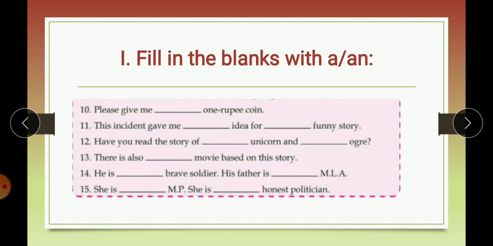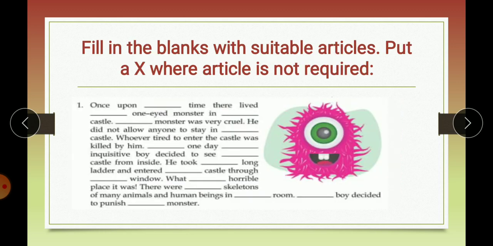Now coming to second exercise. Now in second exercise, fill in the blank with suitable articles. That means a, an, the. All the three articles. Put a cross where article is not required. So जहाँ पे article की ज़रूरत नहीं है वहाँ पे आप cross लगा देंगे.